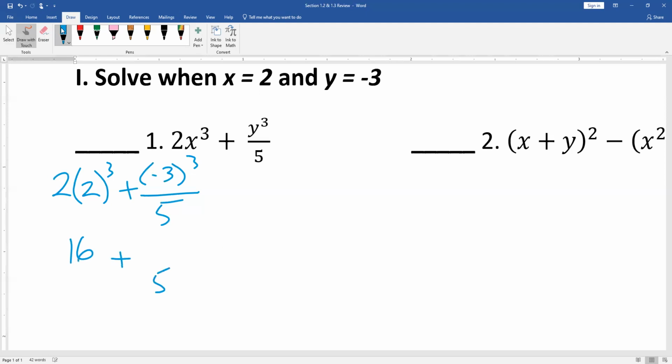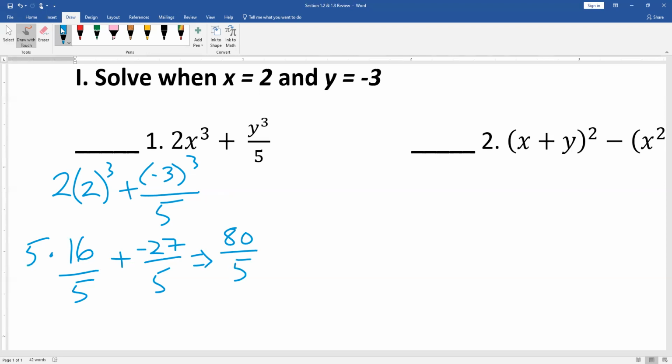Plus 5 over 3 times 3 times 3 is 27, and it's an odd number, so it's going to be negative 27 over 5. So fun time. Now we've got to combine a whole number with a fraction. So in order to convert this, we've got to multiply that 16 times 5 over 5. And that's going to give us, I think it's 80. Yeah, 80 over 5.